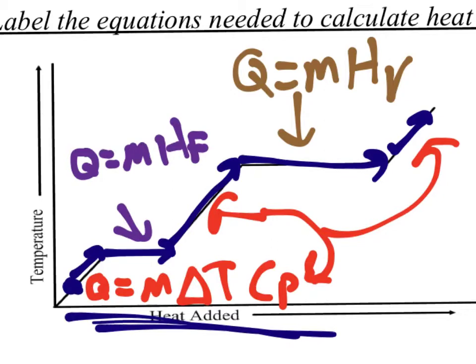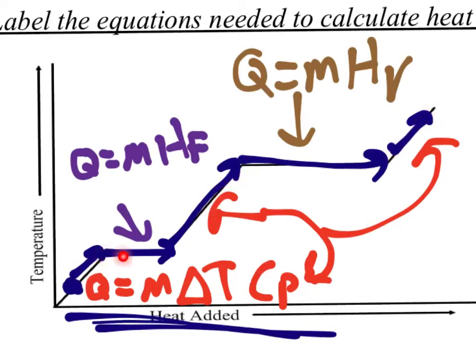So if I'm looking at my equations for heat transfer, the MCAT, you might have heard this, is M delta T times Cp. M is your mass, delta T is your change in your temperature, the triangle means change in. The Cp is your specific heat depending on whatever substance you have. The MC delta T only occurs in the diagonal lines.